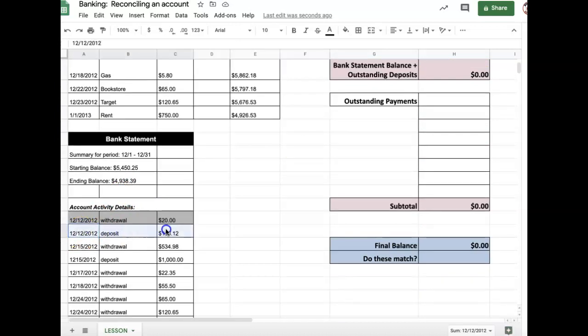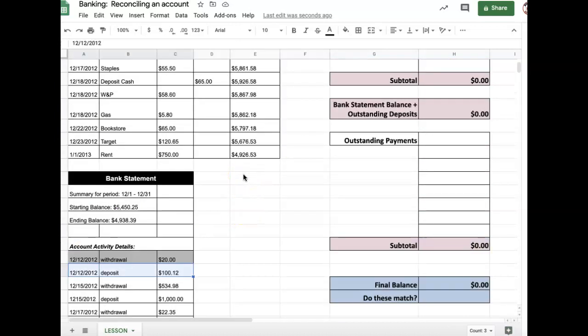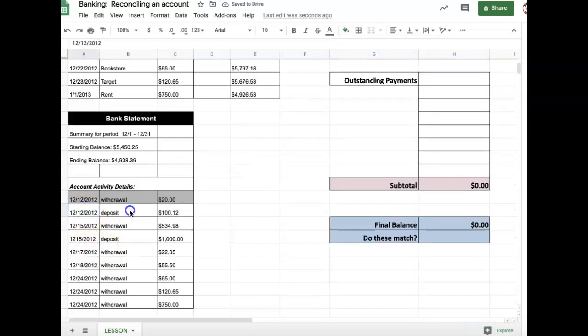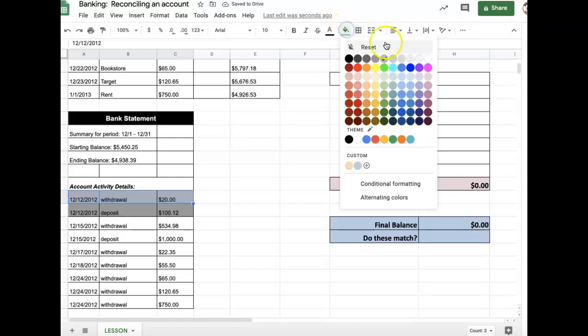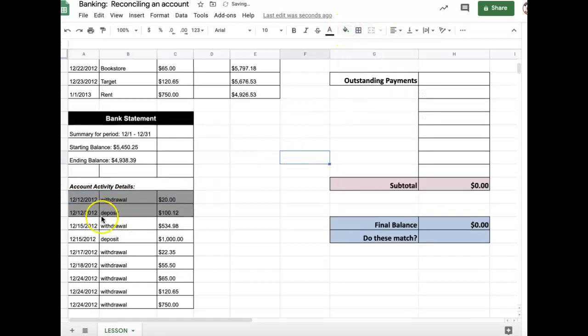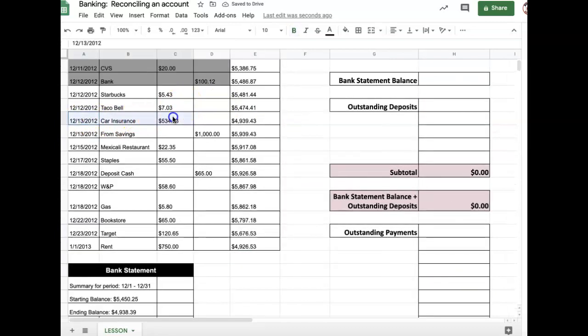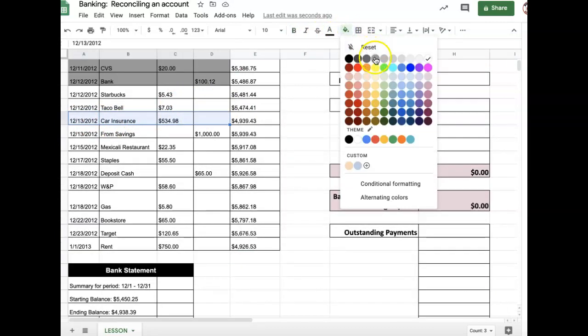The next one, deposit for $100.12. Can we find that up here? Yes. I forgot to highlight it down there. I need to use the same color gray. That's just not right. Okay. Third one, withdrawal for $534.98. There it is, $534.98.